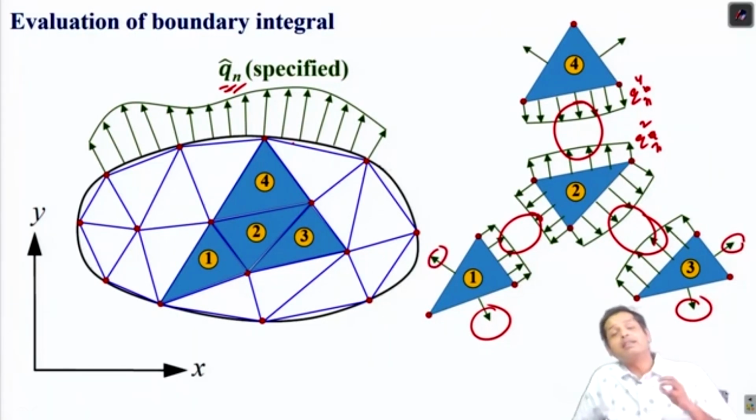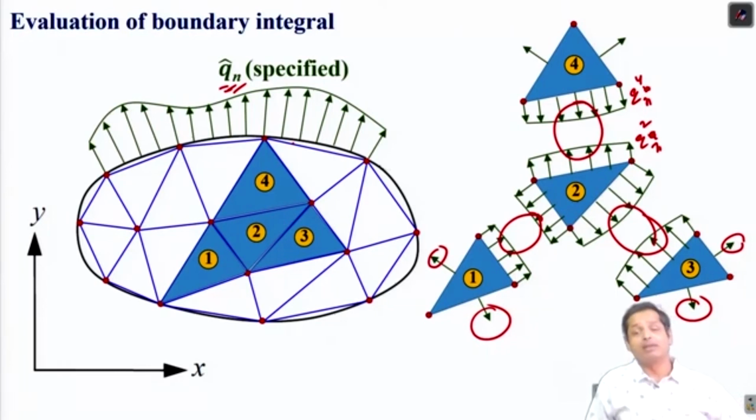So from this logic we can see that there is no point in evaluating the boundary integral on a boundary of an element which does not coincide with the boundary where Qn is specified, right? For instance, in this element, none of the element boundaries coincide with the boundary of the domain where Qn is specified, and therefore all these are internal, so they will cancel each other. Therefore, there is no point in evaluating this boundary integral part for these elements. We have to evaluate the integral part only for those elements and only for those boundaries where the element boundaries coincide with the boundary of the domain where Qn is specified.